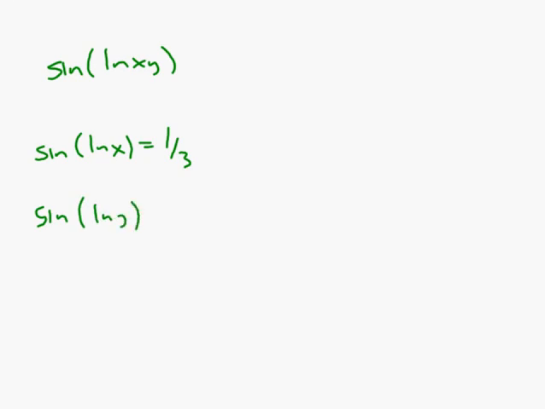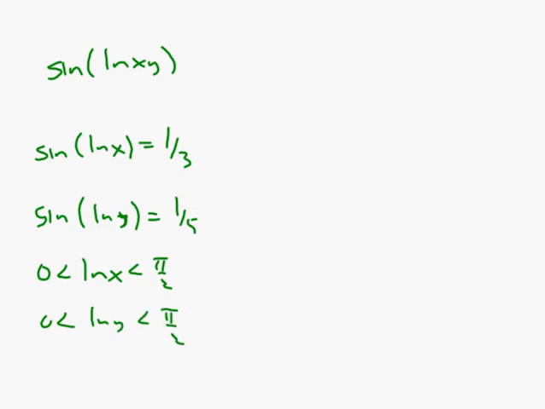So let's look at another one that makes use of some sum and difference formulas. So here's an expression. The sine of the ln of xy. Okay? And suppose you're given the following facts. The sine of the ln of x is equal to 1/3. The sine of the ln of y is equal to 1/5. And then you also know that 0 is less than the ln of x is less than pi over 2. And 0 is less than the ln of y is less than pi over 2.